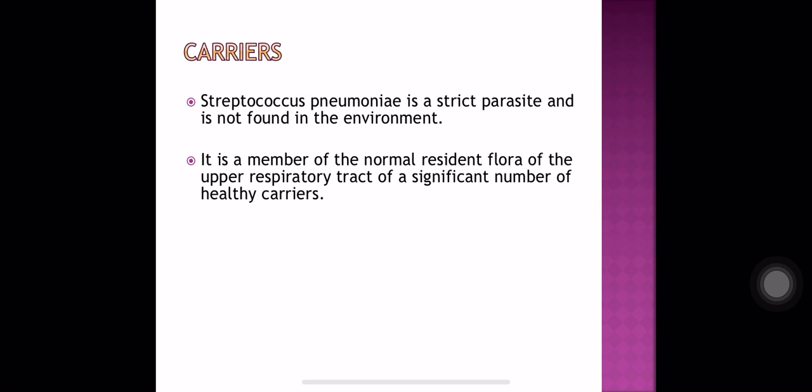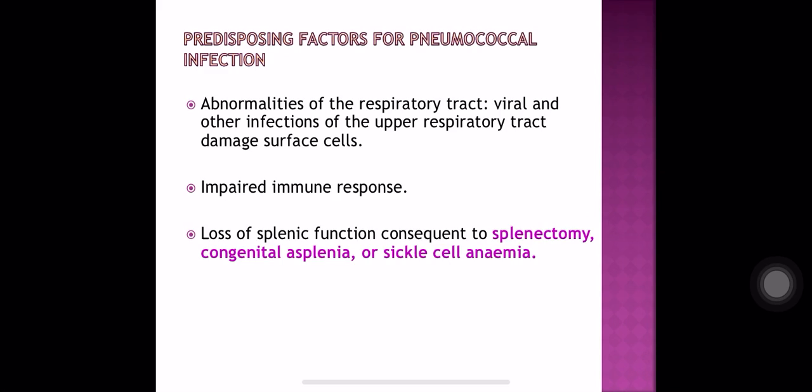Streptococcus pneumoniae is a strict parasite and is not found in the environment. It is a member of the normal resident flora of the human upper respiratory tract, and healthy people also carry Streptococcus pneumoniae in their throat. Predisposing factors for pneumococcal infection include abnormalities of the respiratory tract, impaired immune responses, and loss of splenic function consequent to splenectomy or asplenia, congenital asplenia or sickle cell anemia. So patients with splenectomy or asplenia are more predisposed to pneumococcal infections.